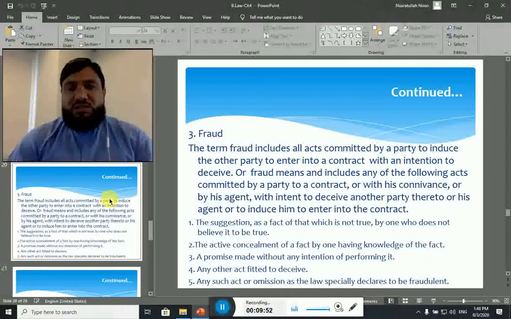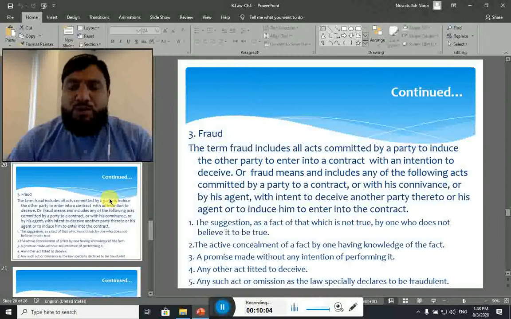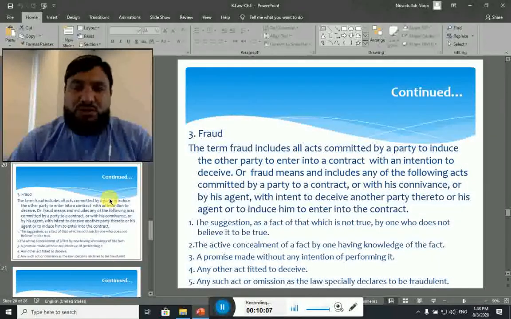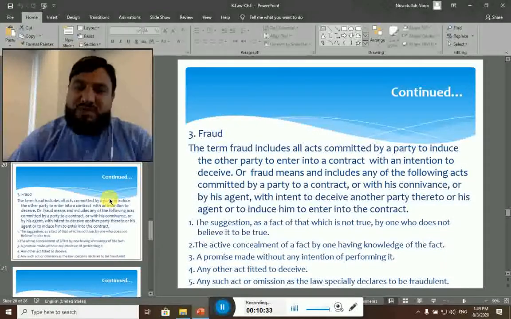Fraud. The term fraud includes all acts committed by a party to induce the other party to enter into a contract with an intention to deceive. When you induce the other party by doing an act due to which the other party comes into effect, and with an intention of your deceit he enters into the agreement, this is called fraud. When consent is taken by fraud, such a consent is not free. When consent is not free, the contract is not valid.